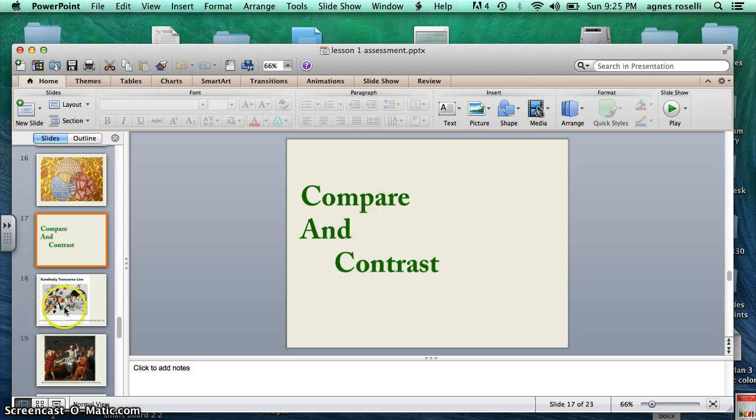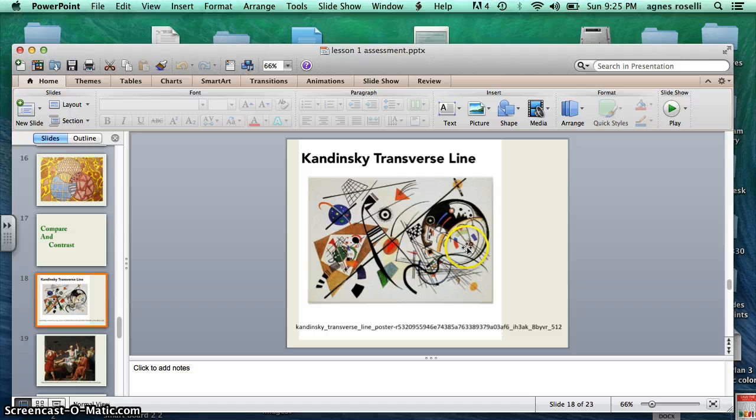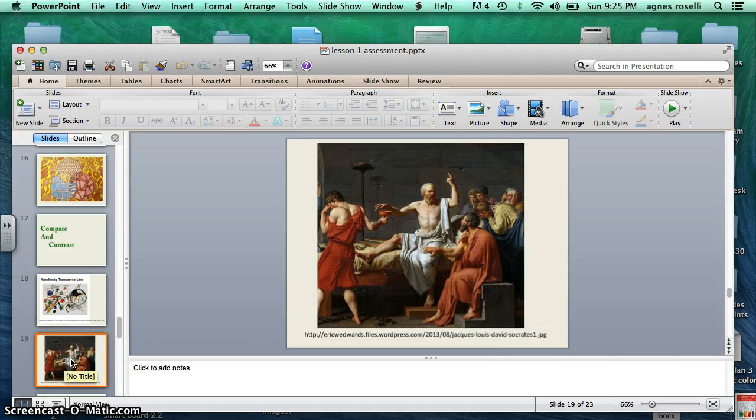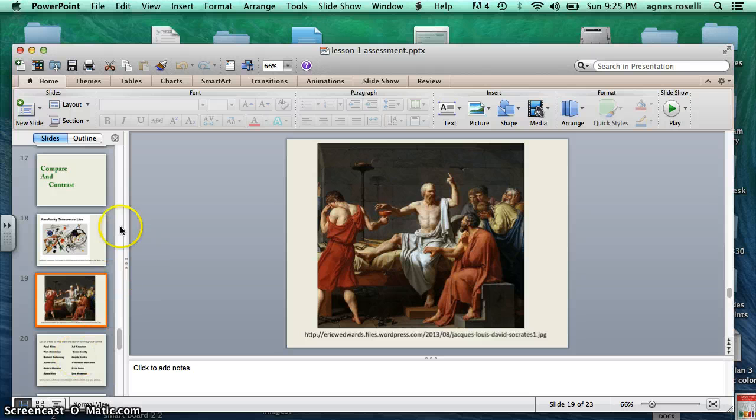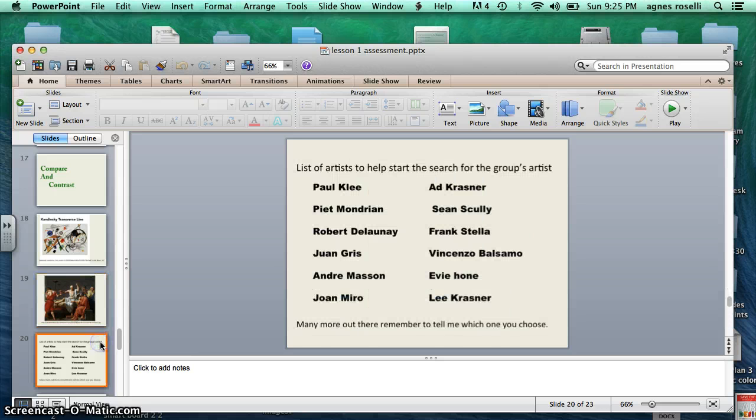In the lesson, they will be comparing and contrasting two famous artists. One would be Kandinsky, and the other one would be David. Both different styles. One is non-objective abstract, the other one obviously is realism. And then the students will be getting a list of artists to research.